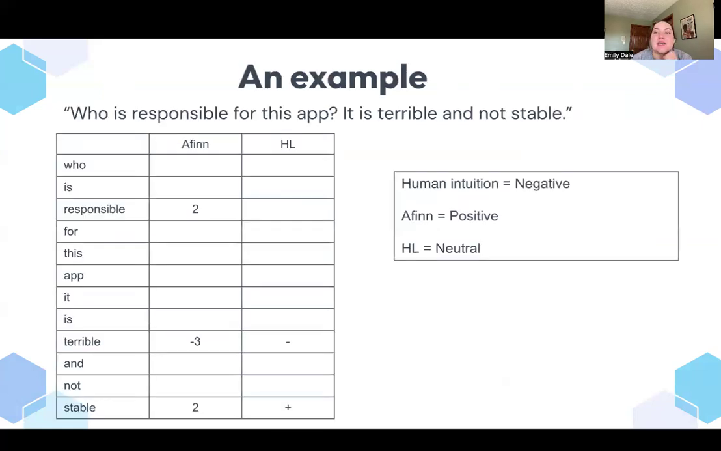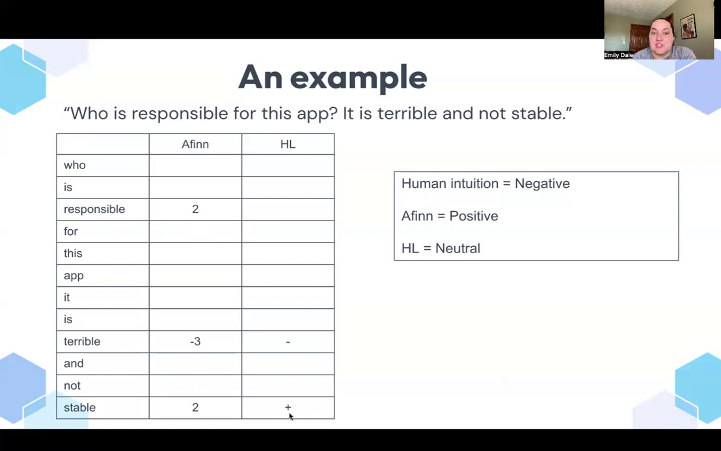So one example is this one. Let me move my Zoom screen. So who is responsible for this app? It is terrible and not stable. If you got that review at your job, you would know that's pretty negative. They're not happy. You'll actually notice though, AFINN looks at responsible, terrible, and stable. It adds those up and says, oh, it's actually positive. They use more positive than negative.